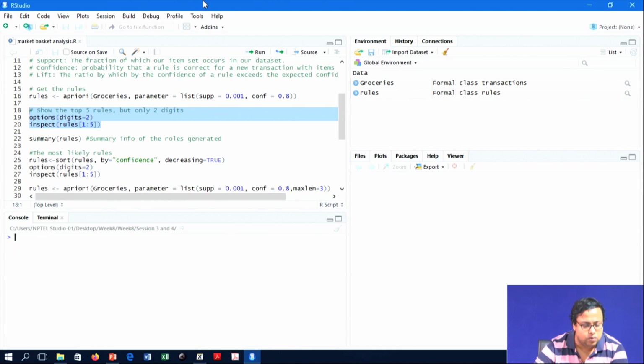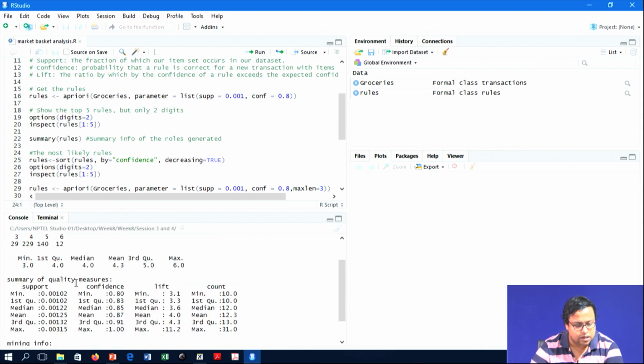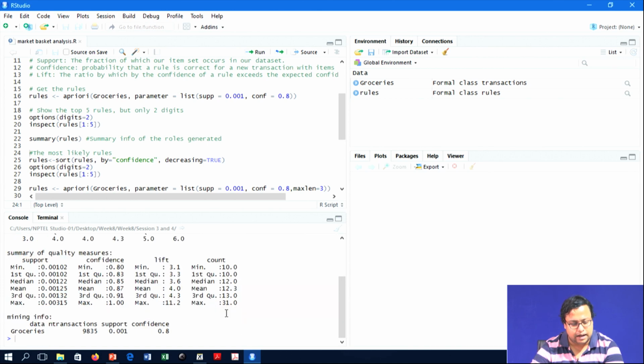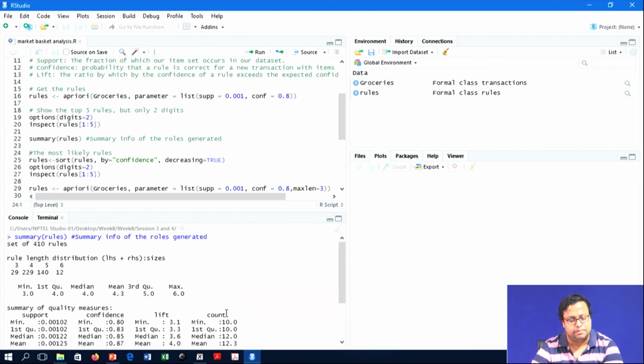Now, what will I do? I will find out the summary of these rules. So, the average support is 0.00125. The maximum support is 0.003 and the minimum is 0.001, because that is the cutoff that we have taken. But the confidence is 0.8 to 1, the average confidence is 0.87, and the lift is 0.31 to 11.2, which is good. So, we get some basic rules.